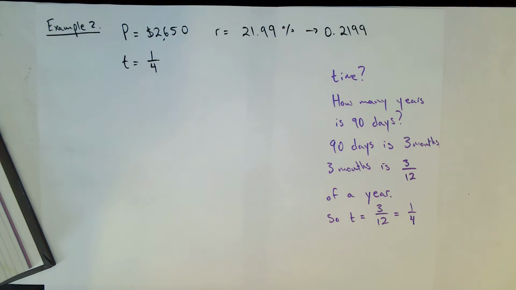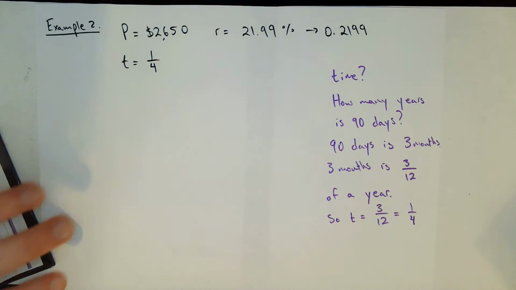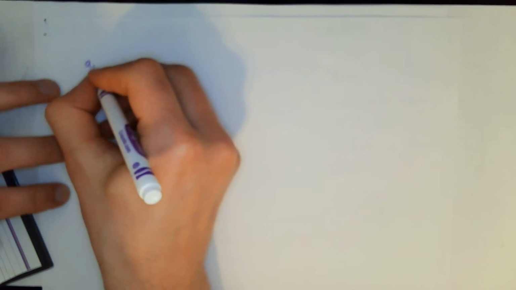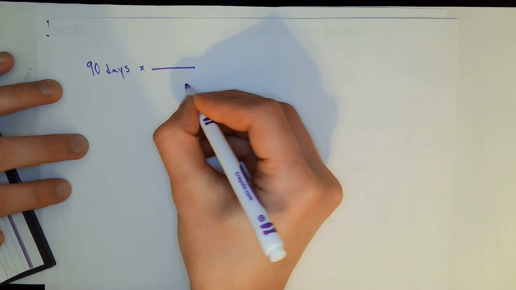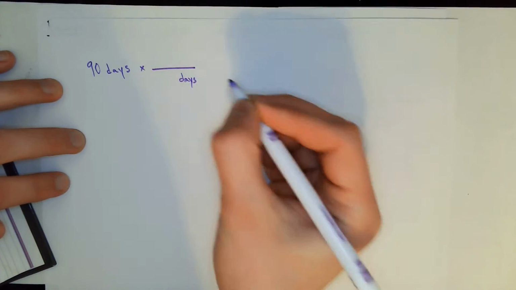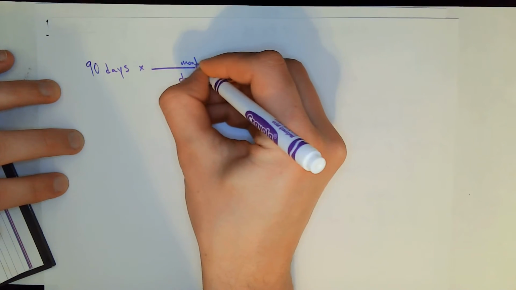Okay, you got to convert that to years. Now, if you know about canceling units, some dimensional analysis type stuff, you could do it this way. This is a more formulaic way, I guess, of doing it. 90 days, and then times, so you want days to cancel, right? You want days to cancel, and you want to get to months.